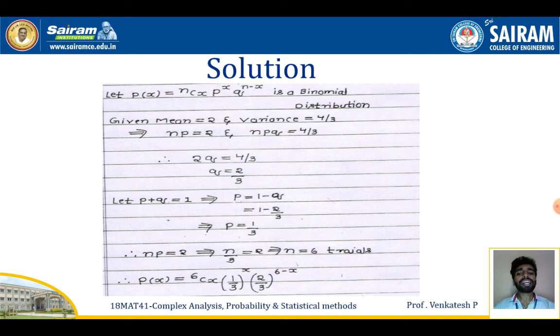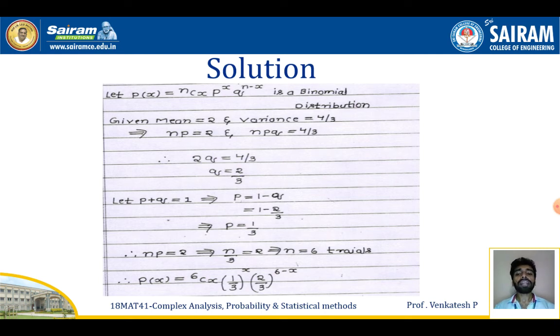So once I got the q value, I can easily estimate the value of p from the condition p plus q is equal to 1. So I will get p is equal to 1 minus q. Since q is 2 by 3, I will get p is equal to 1 minus 2 by 3, that is 1 by 3. And we can observe that if we add p plus q, the condition will be satisfied, that is p plus q will be equal to 1.